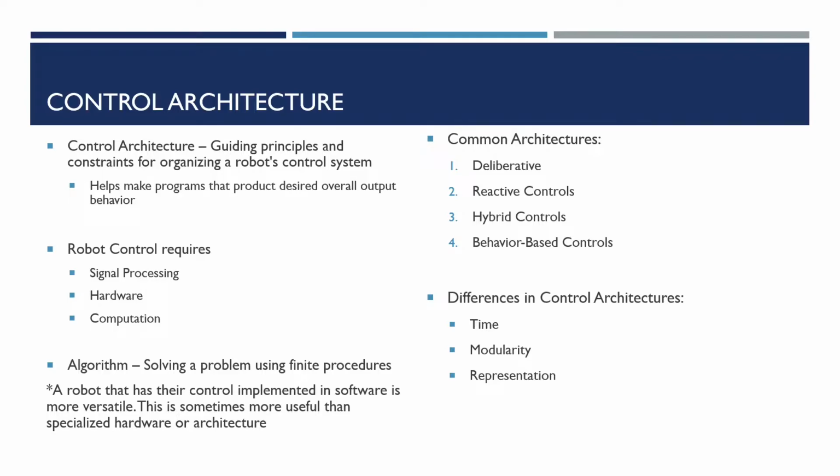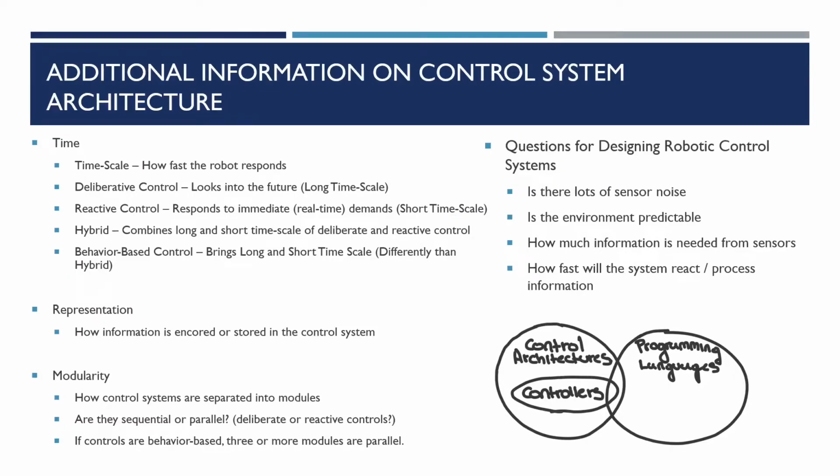We have common architectures we can use: deliberative, reactive controls, hybrid controls, and behavior-based controls. Each one is really used for different things, and the things we need to look at in these architectures are time, modularity, and representation. A little more information on control system architecture, such as the three things we pointed out. We have timescale, how fast the robot responds. In a later example, I'll have a robot whose response time is limited. However, it is definitely an example of timescale.